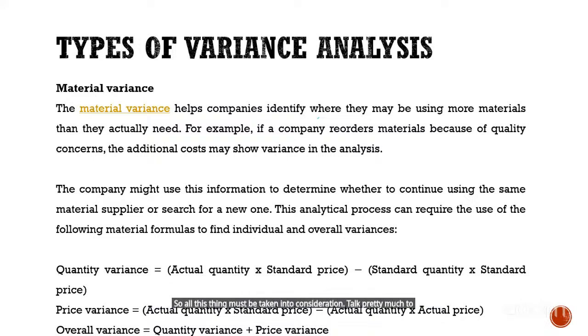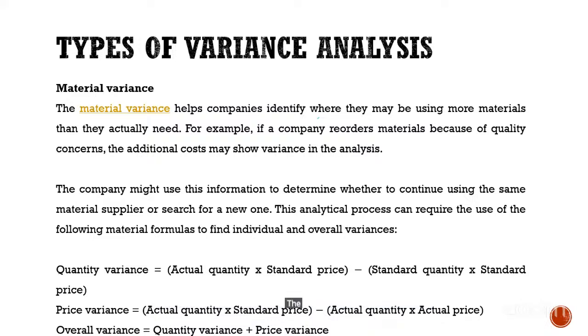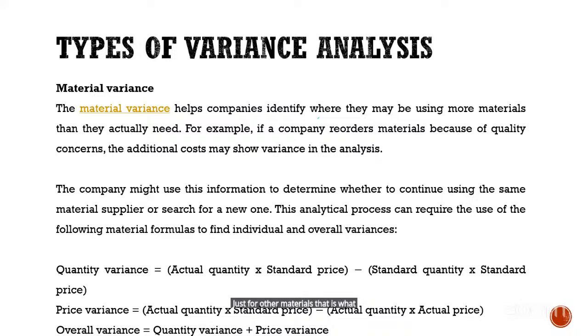Material variance. Material variance helps companies identify where they may be using more materials than they actually need. For example, if a company orders material because of a quality concern, the additional cost may show variance in the analysis. So what are we saying? The company still has raw materials in the warehouse, but probably because the ones they have in the warehouse are of low quality, they want a better quality, so they will leave that material and go out to source for other materials. That is an additional cost. That cost will lead to variance.